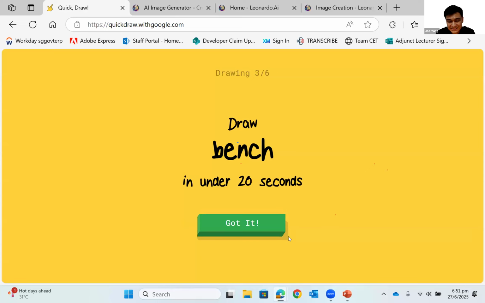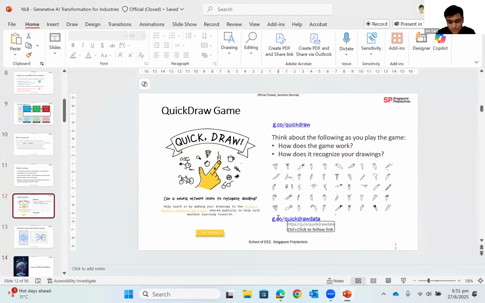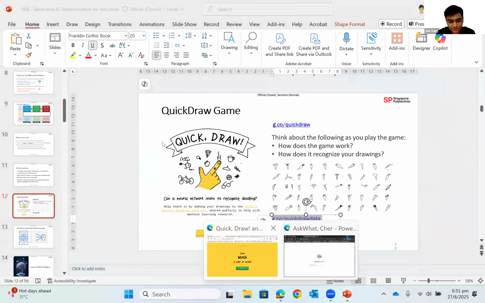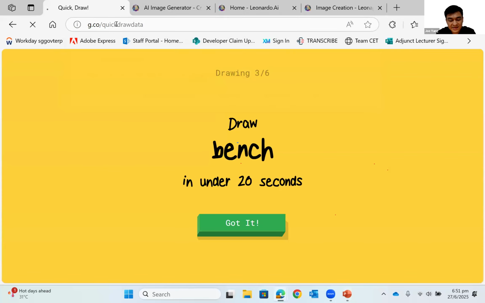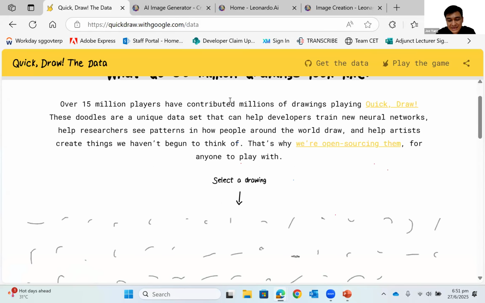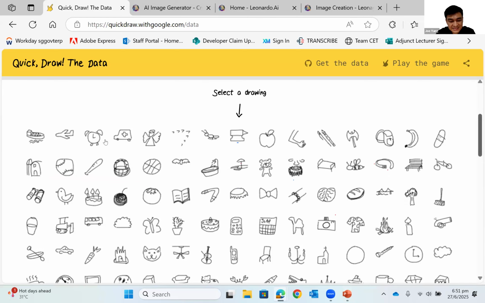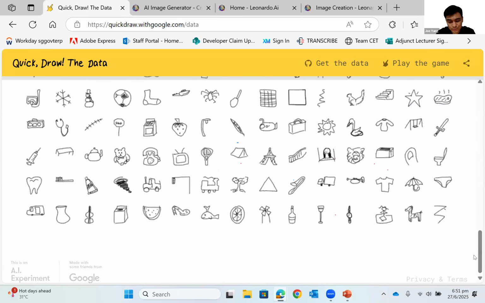Let me show you the trained data set. So I'll go to this Quick Draw data. Before the AI can predict, this whole system has been trained with quite a number of doodles. And you can see the clock, aeroplane, apple, arms, and so on. There are quite a number of drawings here.